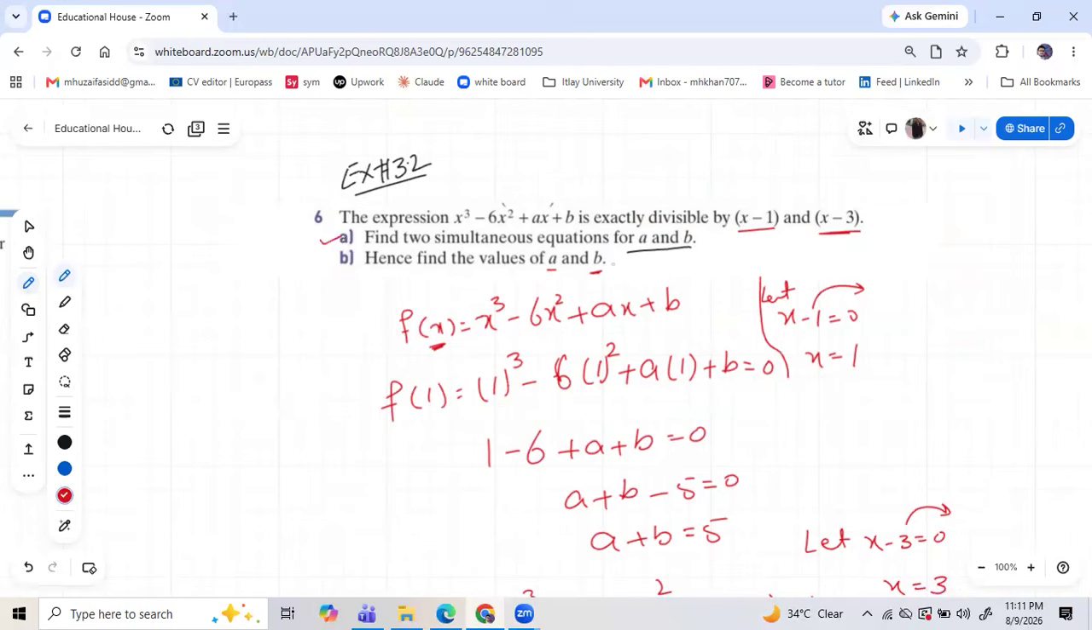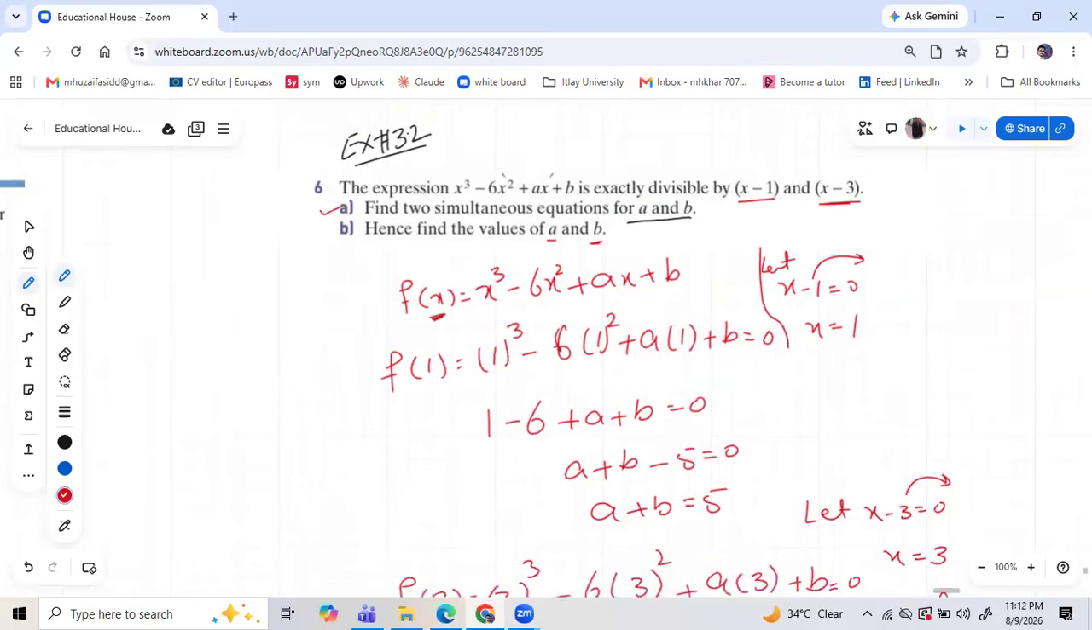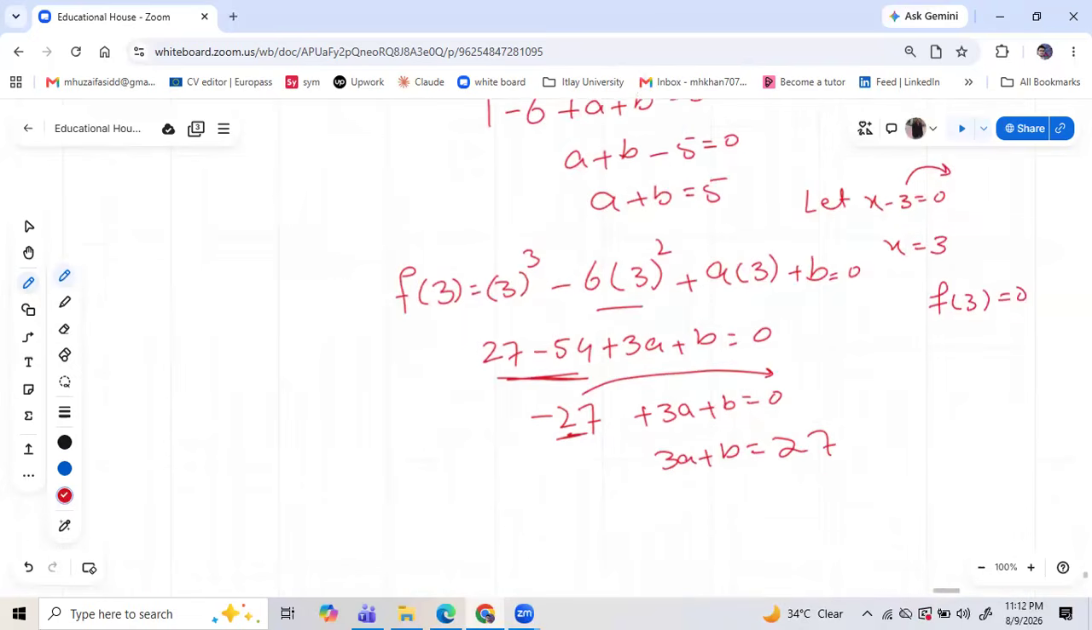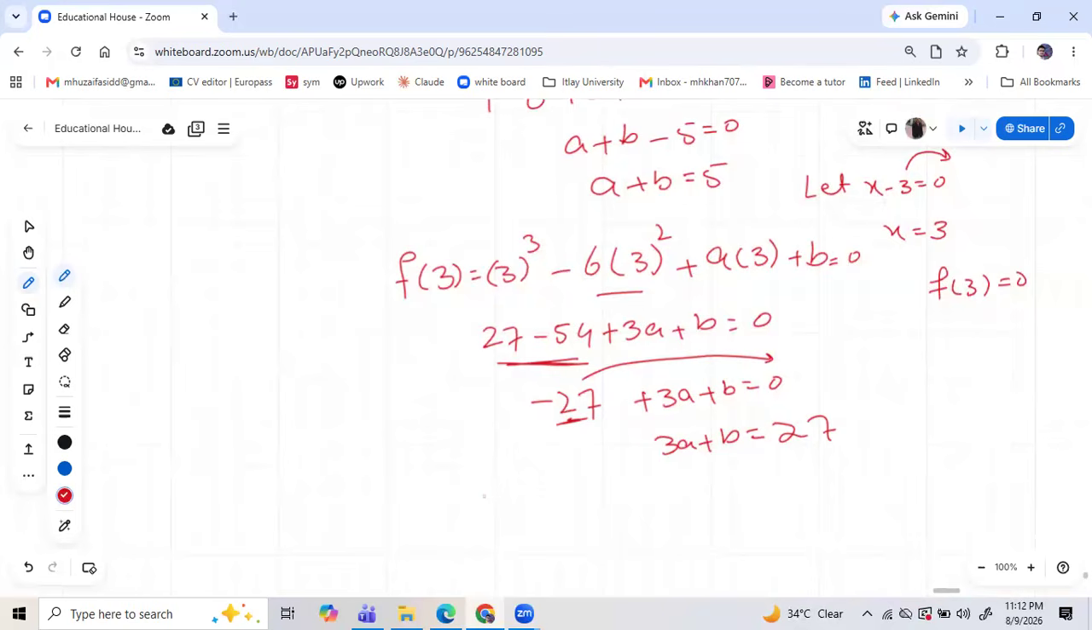Find the two simultaneous equations for a and b. And now our second target is what? Hence find the values of a and b. So our equations are: the first simultaneous equation is a plus b is equal to 5, and our second equation is 3a plus b is equal to 27.